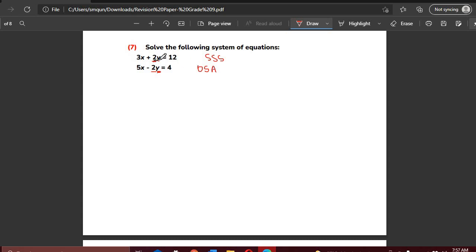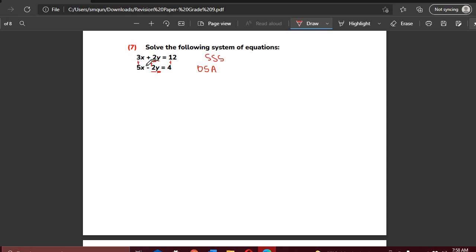Okay, so let's look at the term with the same coefficient and the same variable. They have different signs in this case. So what we're going to do, we're going to be adding. We're going to be doing the opposite. Alright, so when we add these terms, we also have to add up all of the other terms in the pair of equations that we have. So we're going to be adding this and the constants together as well.